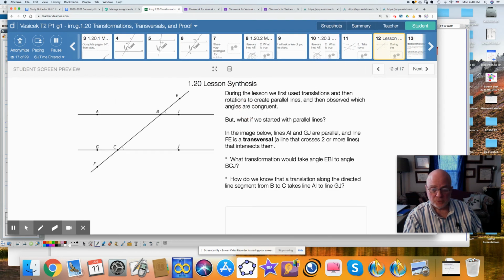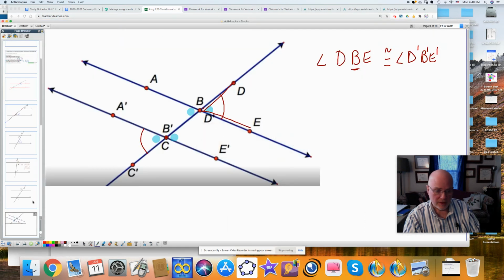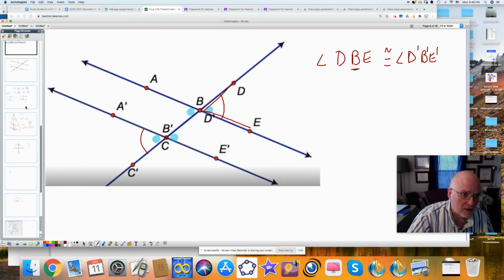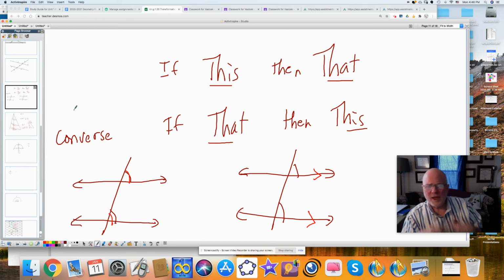Lesson synthesis. Now, this is where it gets a little bit hairy. I need to make sure I explain this correctly. We have an if-then statement. So if my lines are parallel, then the corresponding angles are congruent. If we switch those two arguments, if the corresponding angles are congruent, then the lines are parallel, that's called a converse. So if, for instance, in this first one, we start off with if the corresponding angles are congruent, well, we concluded then that the lines have to be parallel.